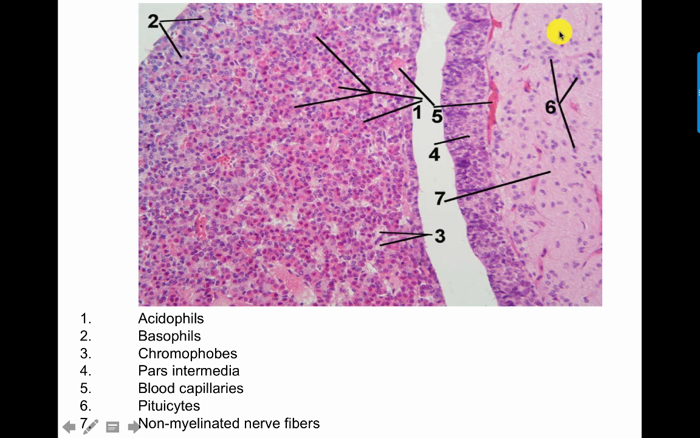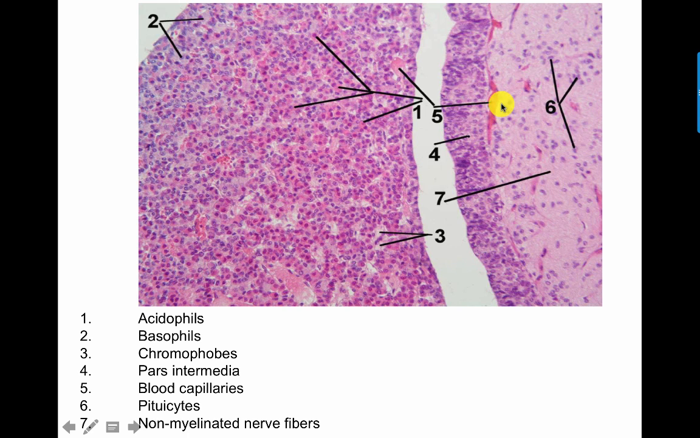Here again, number 1 is demonstrating the acidophils. Number 2 is demonstrating the basophils. Number 3, the chromophobes, which are not stained, and also this is a chromophobe. Then number 4, we have the pars intermedia basophilic cells.